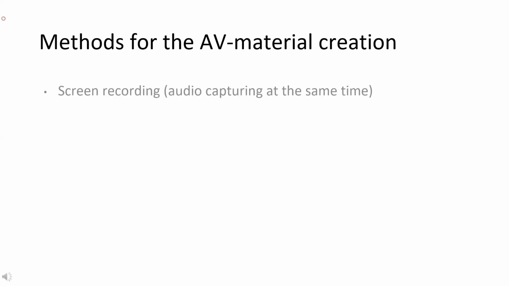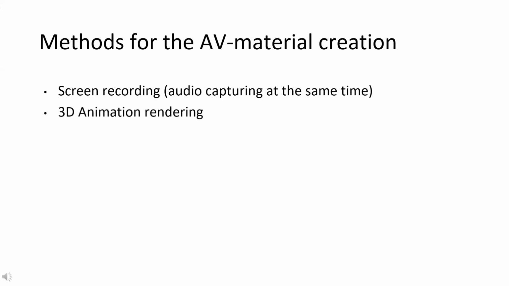And some methods to produce audio video material. One really good choice is screen recording. So you can use a software to record any portion of your Windows screen and put it to video file. It can also usually capture audio at the same time from microphone or from a computer sound channel.